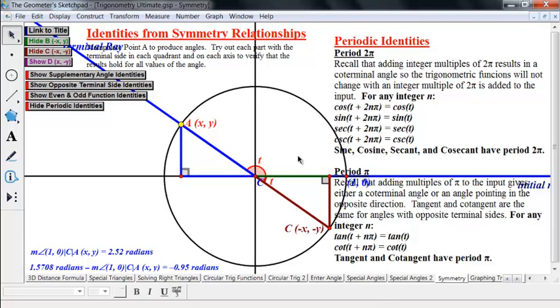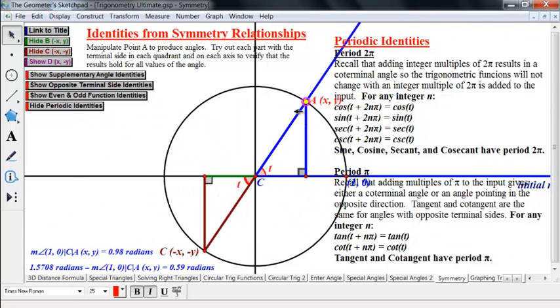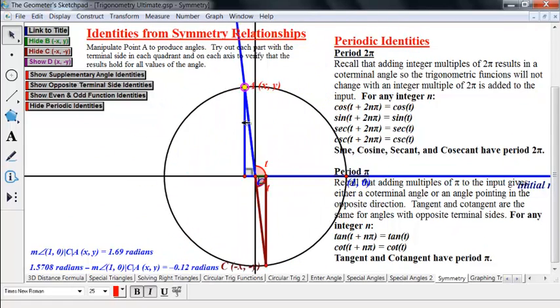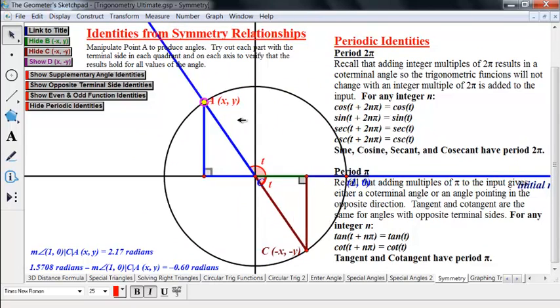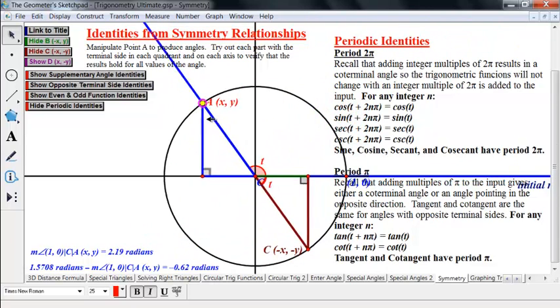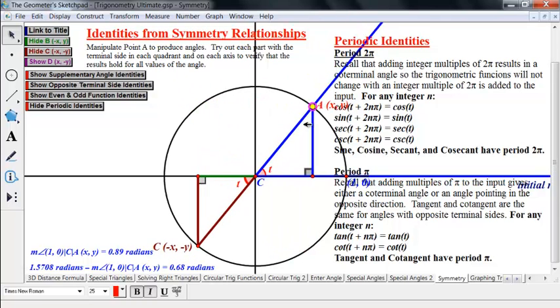Now, if we try to just add pi to the input on cosine, sine, secant, or cosecant, you're going to end up with the opposite sign, not the same thing. All of those four have opposite signs when you do this, when they're in the opposite quadrants. But the opposite quadrants have the same sign for tangent and cotangent. They're both positive here and both negative here.